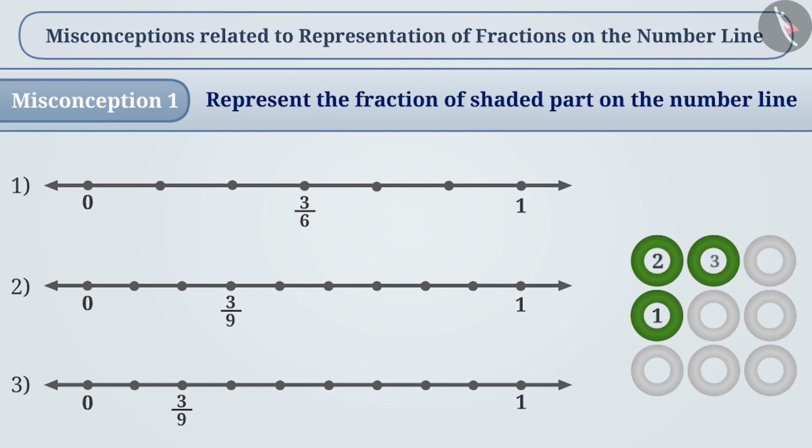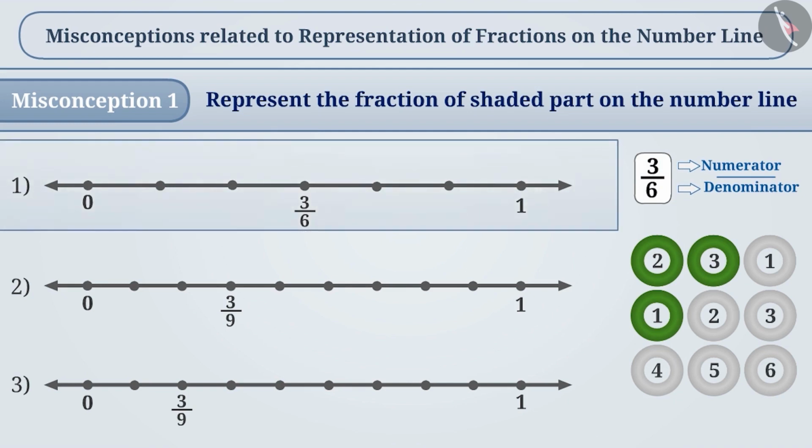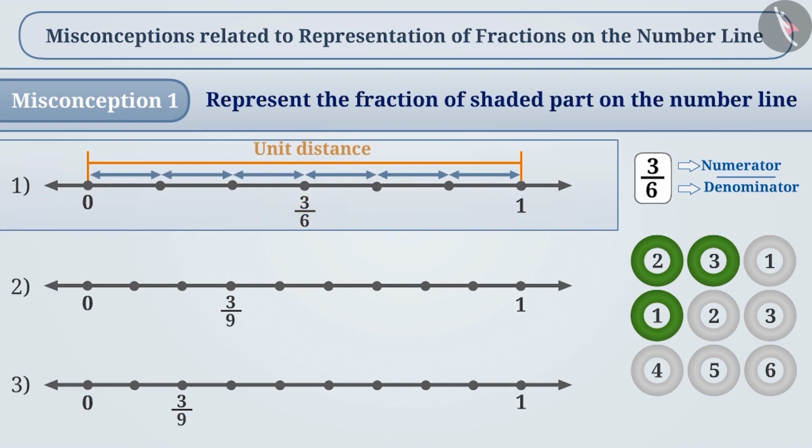As the three parts in the given figure are shaded, the numerator is 3 and the remaining 6 parts is taken as the denominator and the fraction is represented as 3 by 6. To represent this on the number line, a unit distance is divided into 6 parts and out of these 3 parts are taken to express the fraction.